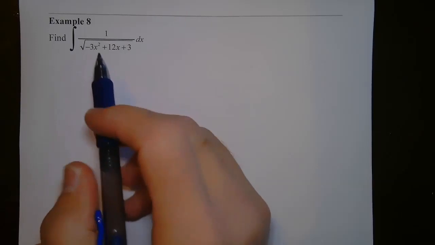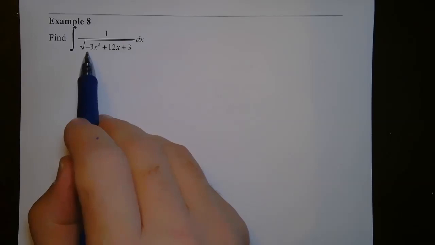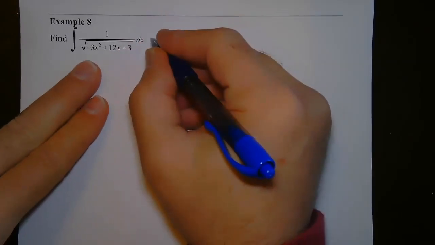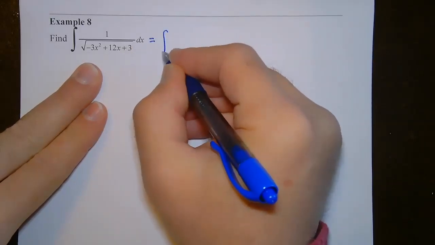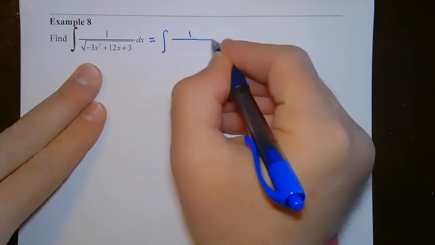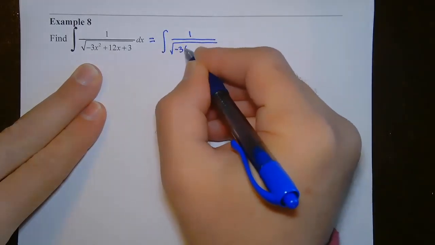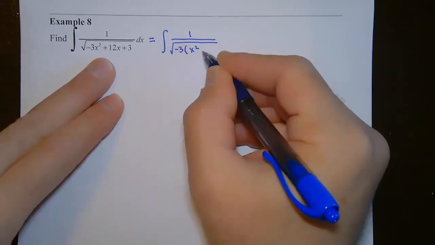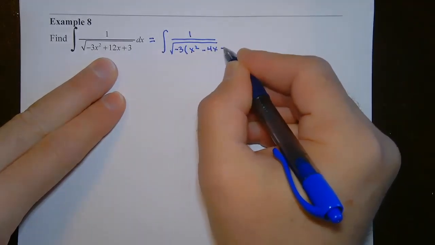All right, so to get the sine inverse, these x squares are always going to have to be negative, okay? But this time it's not just factoring out a negative. We're going to have to factor out a negative 3 from all three terms, all right? So that's the first step that we're going to need to do, okay? So this is equivalent to the integral of 1 over the square root of negative 3 times, and then what would be left in the parentheses is an x squared, and then minus 4x, and then minus 1.